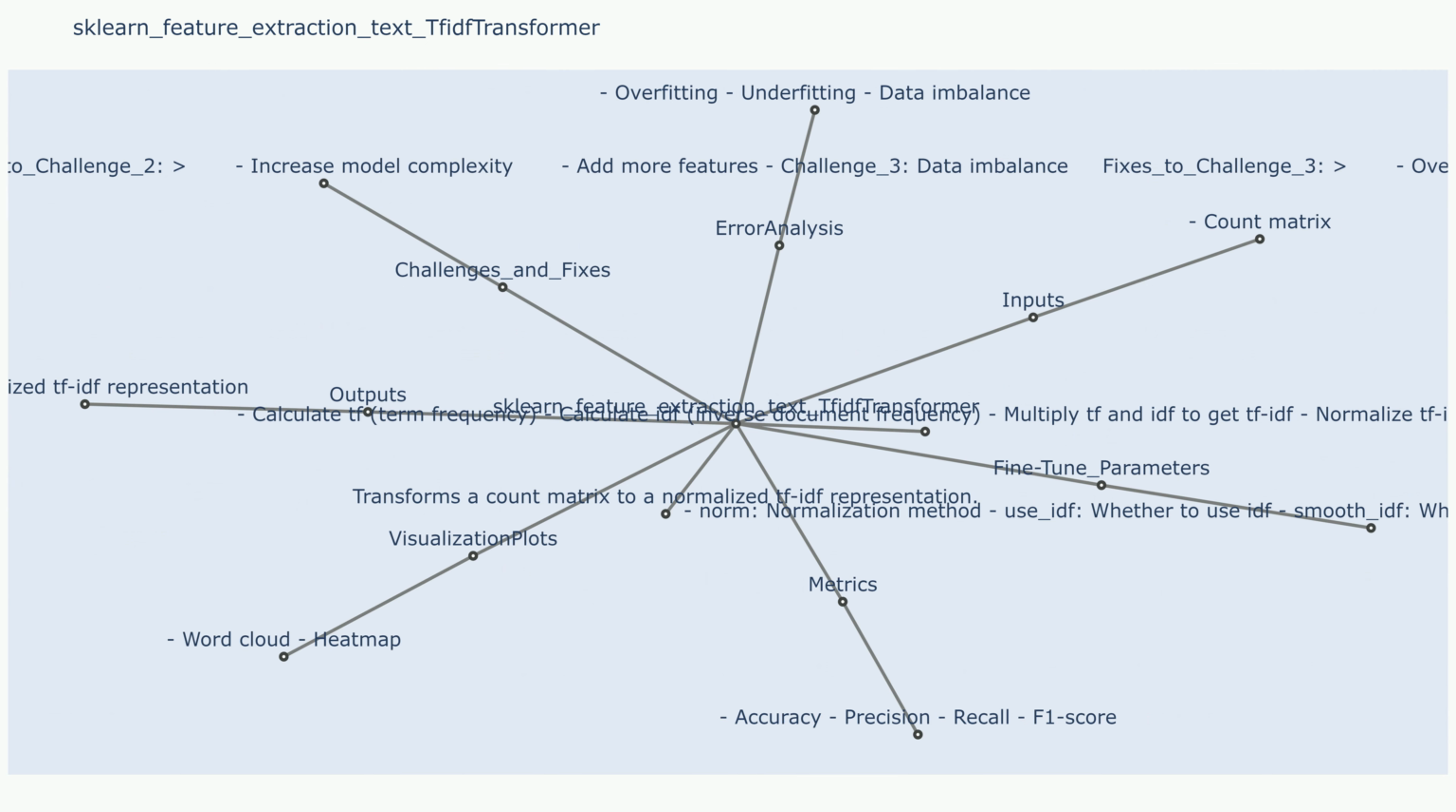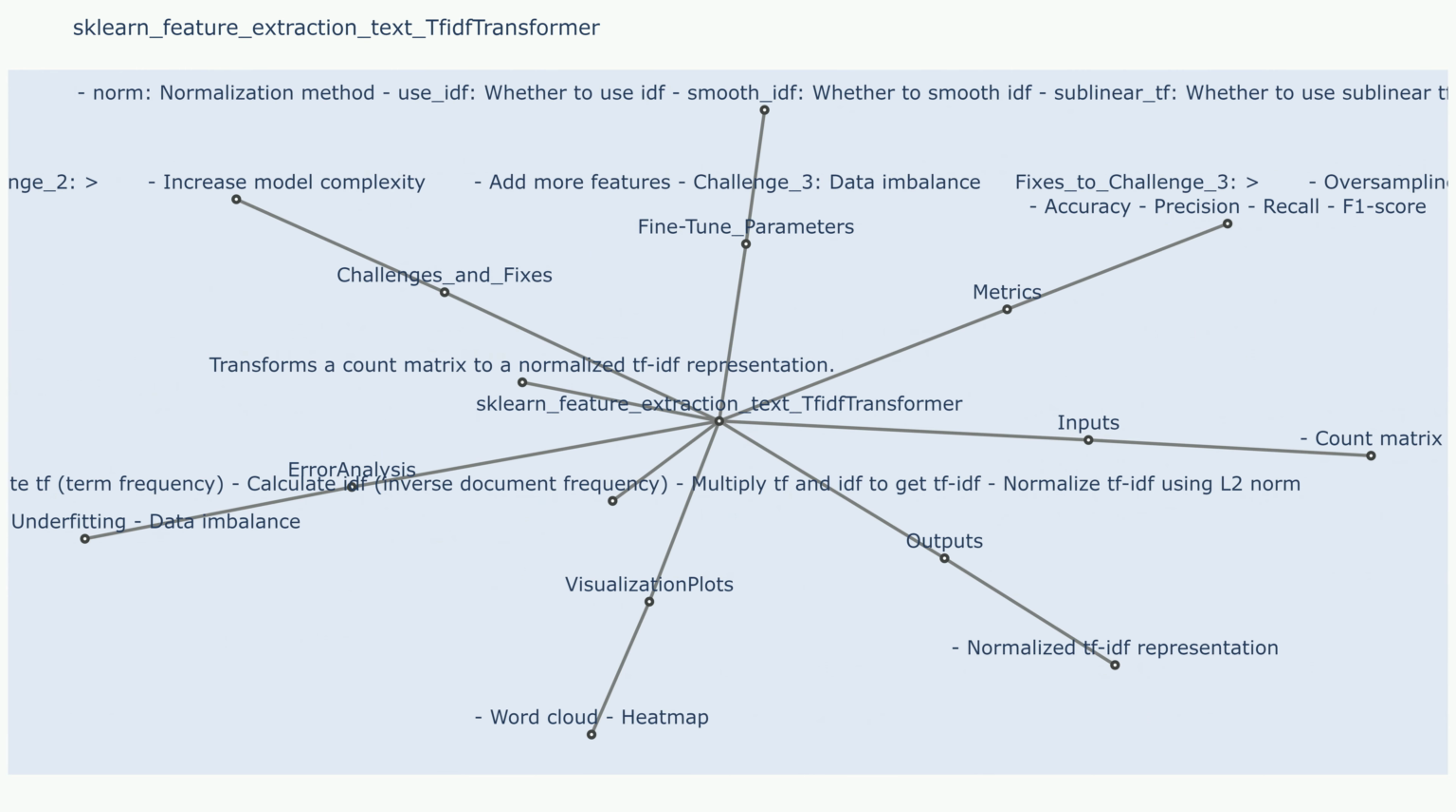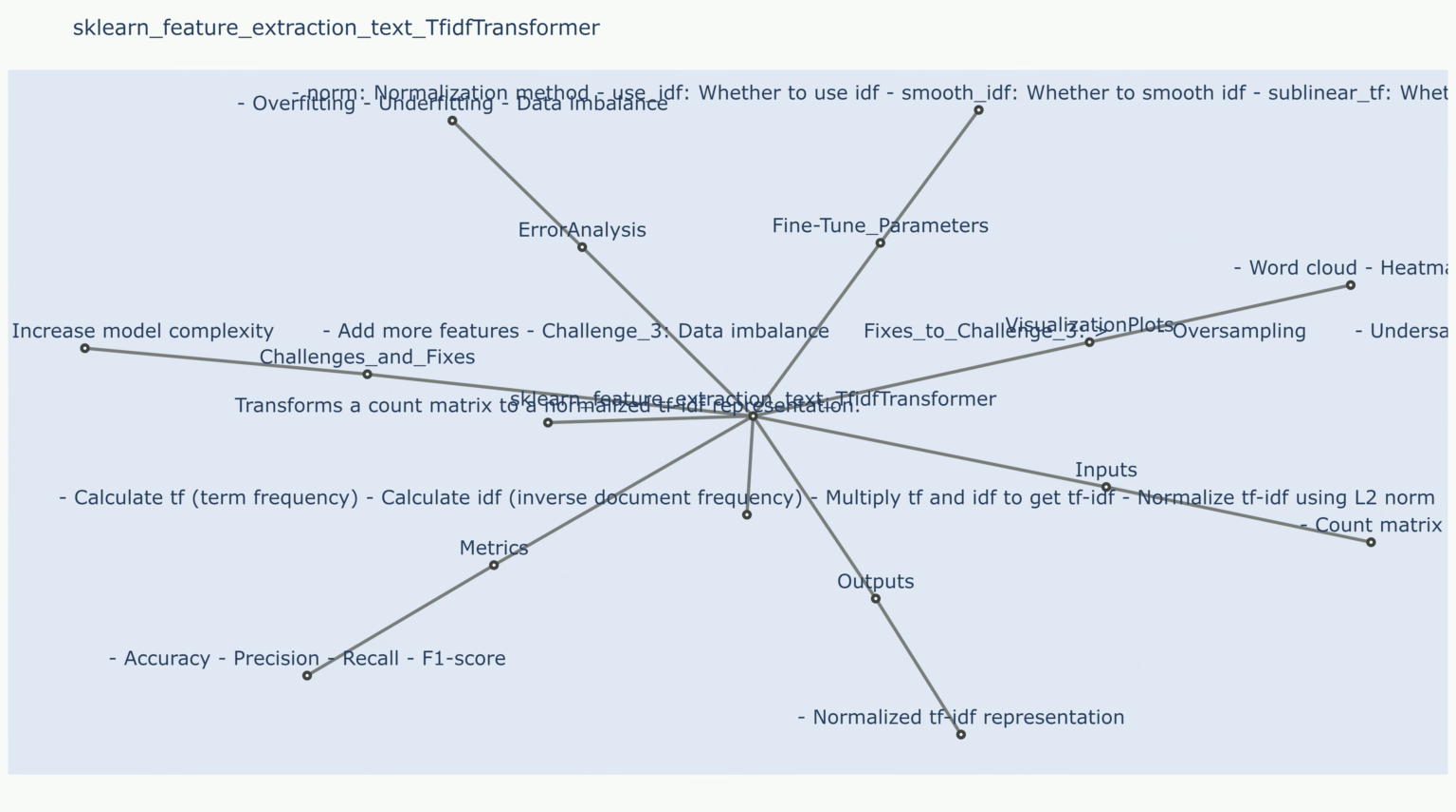Fixes to Challenge 1. Dimensionality reduction techniques. Methods like principal component analysis (PCA) or singular value decomposition (SVD) can be used to reduce the dimensionality of the TF-IDF matrix by identifying the most important features. Feature selection. Only keep the most informative features based on criteria like information gain or chi-squared statistics.